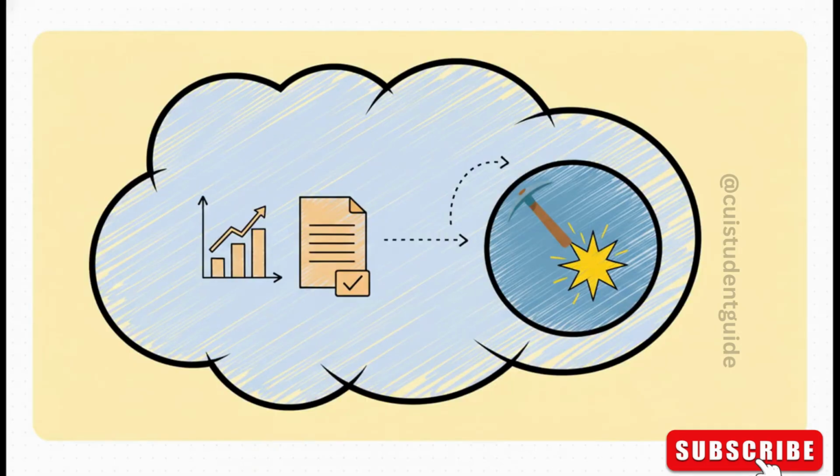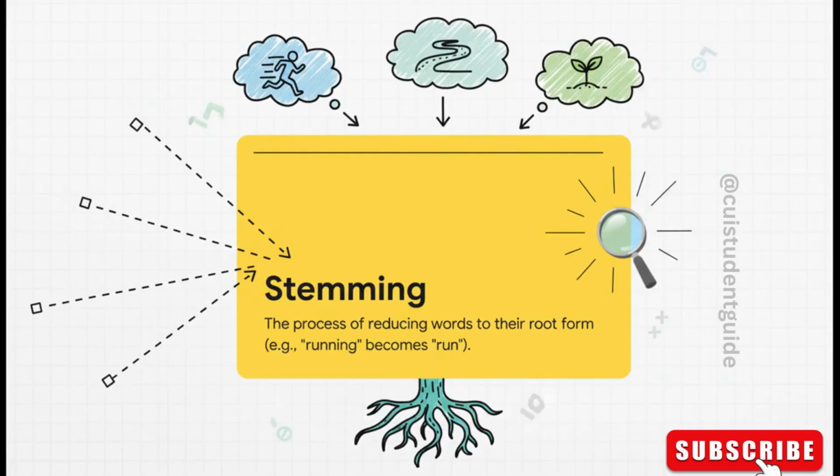Now, people throw these two terms around a lot, sometimes using them to mean the same thing, but there's actually a really important difference. Think of it this way. Text analytics is the whole shebang, the entire process of getting value out of text. Text mining is a specific, super important part of that process. It's the discovery phase, where you're digging around to find hidden patterns, things you didn't even know you should be looking for.